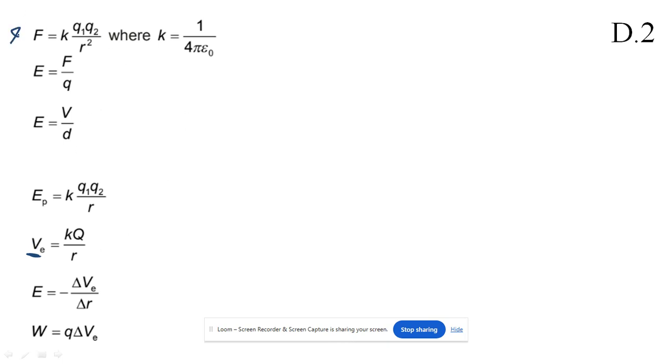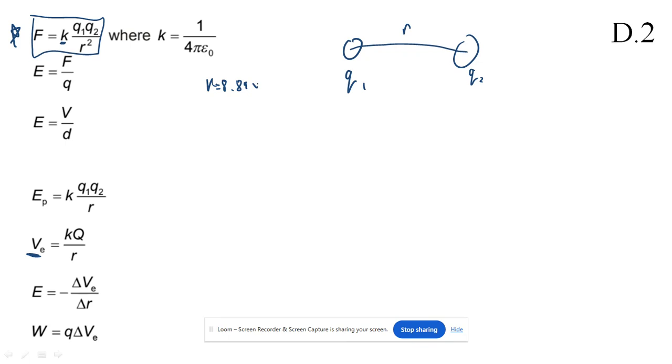The first one is just the force. So if I've got a force and I've got charge one and charge two, and we have the distance separating their centers, and they have to be spheres or point charges, we can use this formula. Now we do have this value of k. This is not Boltzmann's constant. This is a big number. That k is 8.89 times 10 to the ninth, in Newton meters squared per Coulomb squared.